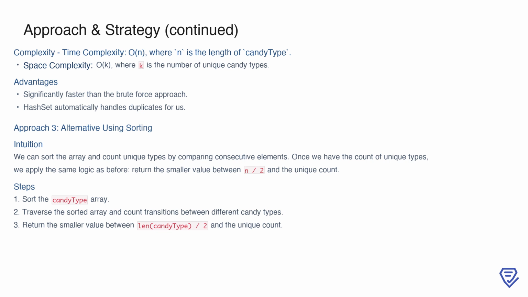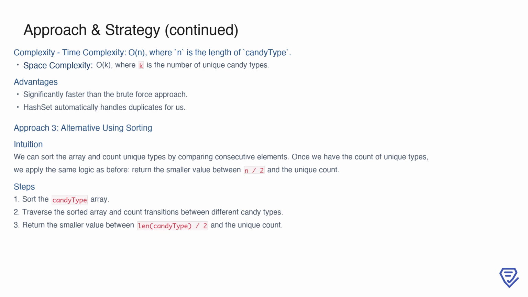The key idea here is that a hash set allows us to store unique elements and perform insertions and lookups in O(1) average time. To implement this, we create a hash set and traverse the candy type array, adding each type to the hash set. This ensures that duplicates are automatically handled for us. After processing the array, the size of the hash set gives us the number of unique candy types. Finally, we return the smaller value between len(candy type)/2 and the size of the hash set.